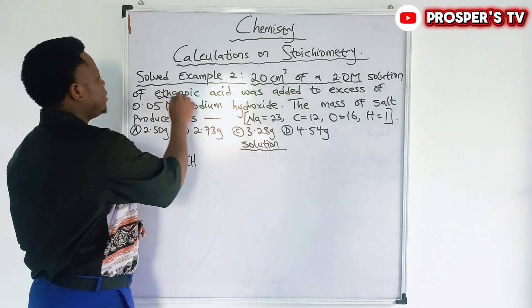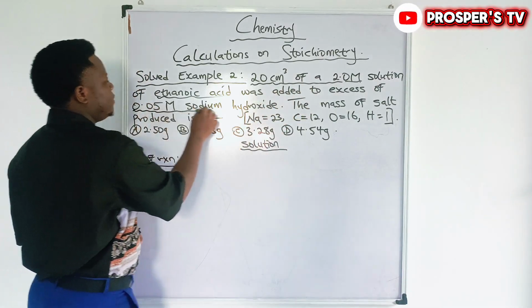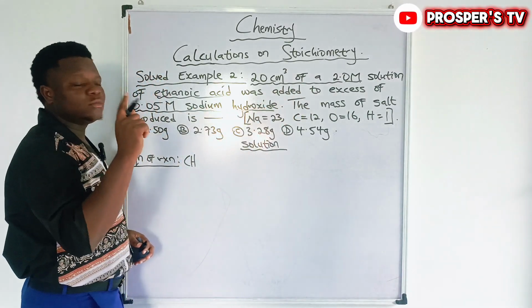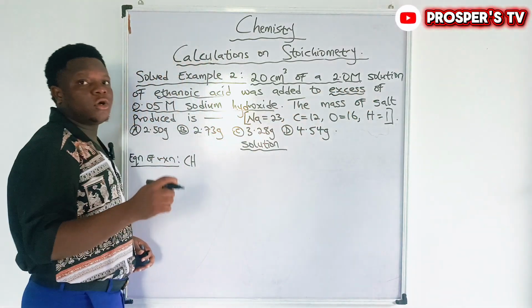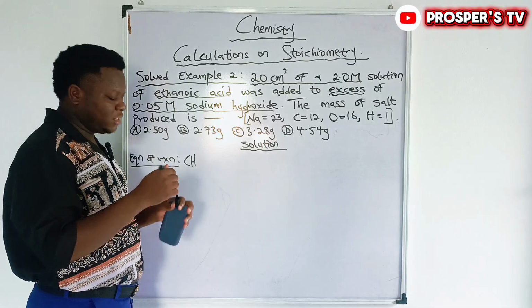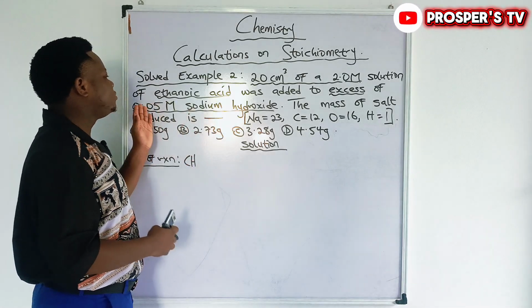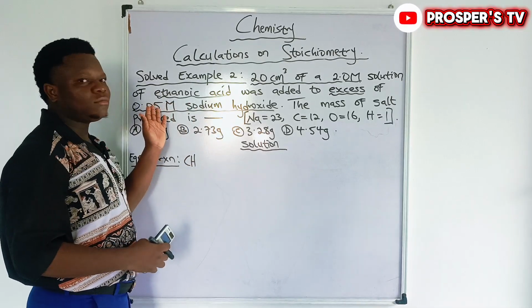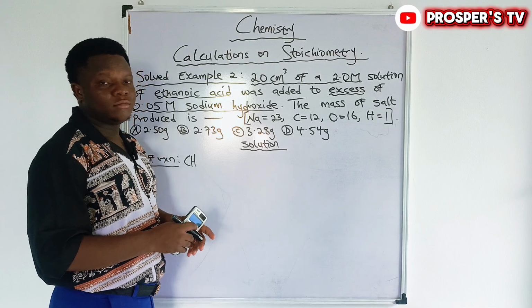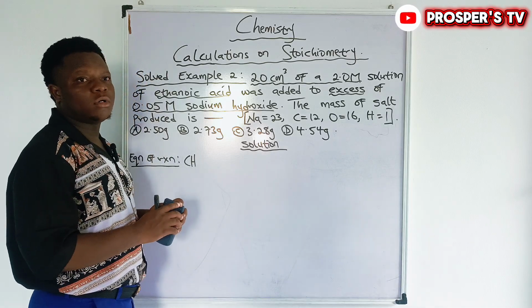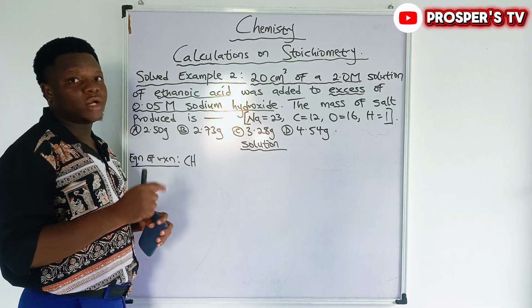We are reacting what? Ethanoic acid was added to excess of this. Now, take note, whenever you see a calculation and the word excess is used, the stoichiometry of a reaction is not really being determined in most cases by your excess reactant. It means I wouldn't really bother that much about the information given about sodium hydroxide because its amount is in excess. So we focus more on our limiting reagents, which is what determines the stoichiometry of the reaction.